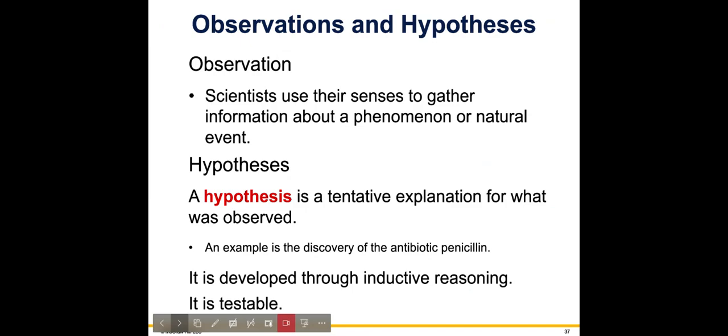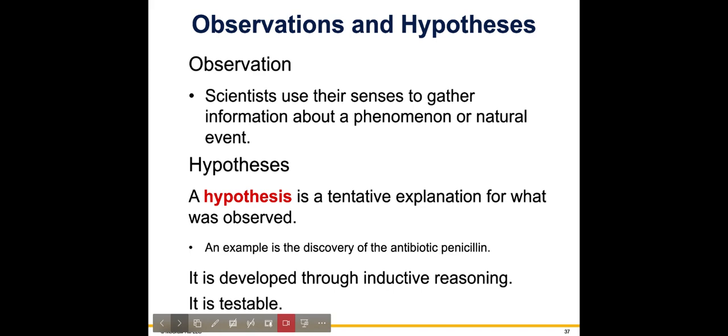So, of course, your observation is when a scientist uses their senses, which again is something like sight or smell or hearing or taste or touch, to just observe something that is happening in the world. And then they'll come up with a hypothesis, which is really an educated guess or a tentative explanation as to what is happening. And a good example that is in your textbook is from discovering penicillin.